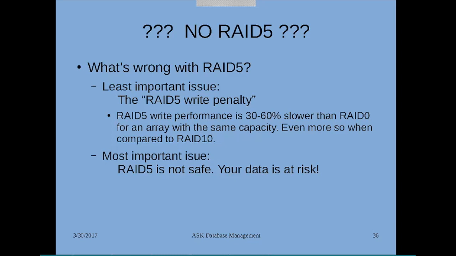We have to calculate parity. We have to write the new data down on disk, and then we have to write the new parity block. So for every write, you're actually doing 2 reads and 2 writes just to do a write, versus RAID 0 or RAID 10, where you're just doing 1 write, done. And obviously in RAID 10, that's a parallel write to 2 drives.